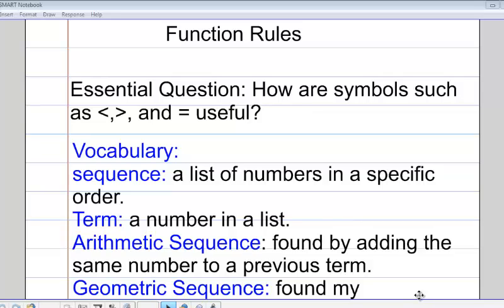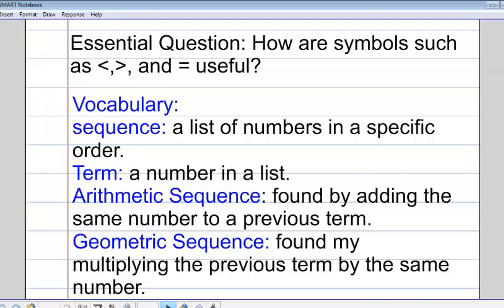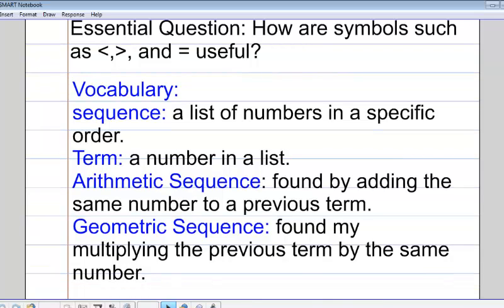Welcome to Function Rules. Today's essential question: how are symbols such as less than, greater than, and equal to useful? Our vocabulary today has several terms that you need to make sure you write down. Go ahead, pause the video if you need to make sure you got everything.